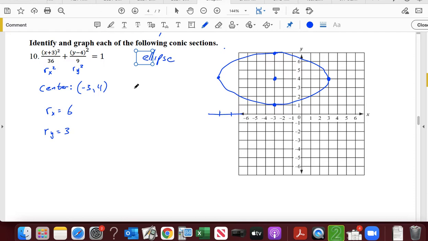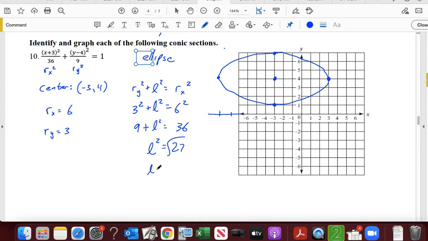So remember, for the foci, for this one, we got Ry squared plus L squared equals Rx squared. So we have 3 squared plus L squared equals 6 squared. 9 plus L squared equals 36. Subtract 9, we get L squared equals 27. Square root that, and we get that L equals the square root of 27, which is approximately 5.2. So we know we go 5.2 left and right from the center to get to our foci.